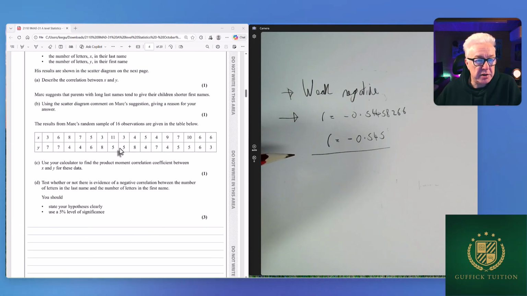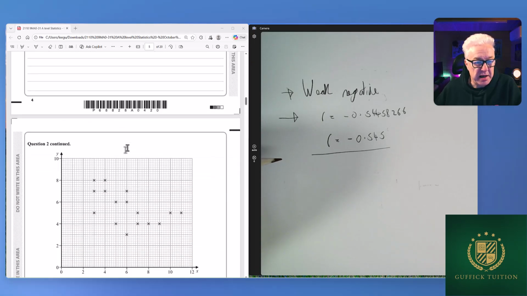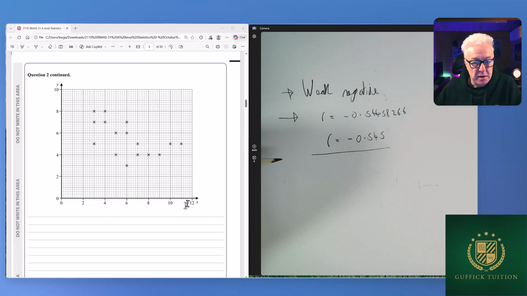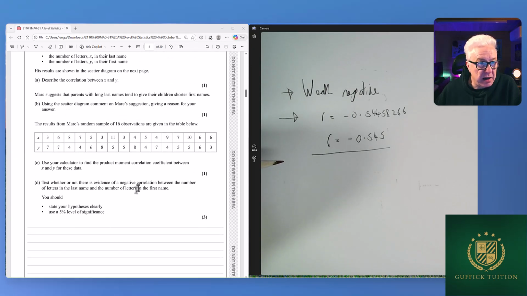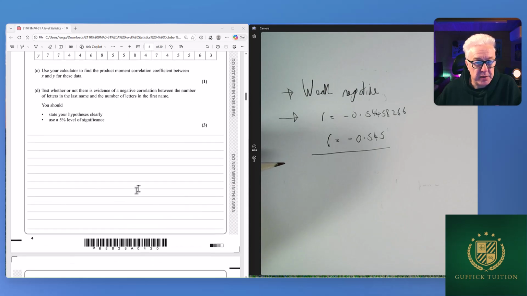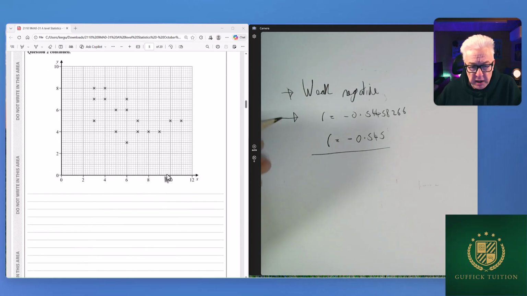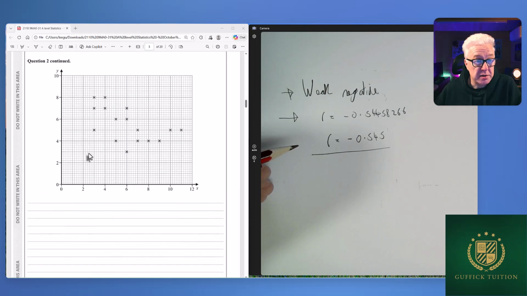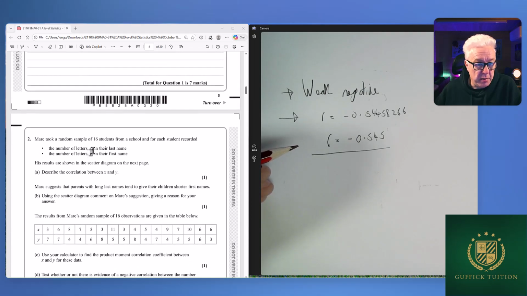Mark suggests that parents with long last names tend to give their children shorter first names. Using the scatter diagram, comment on Mark's suggestion, giving a reason for the answer. And I think we can basically say that Mark is broadly correct, because over here we've got the X is the last name and the Y is the first name. So if you've got a longer last name over here, then you can see that generally speaking, people who have longer last names tend to have shorter first names. Whereas over here, people with shorter last names tend to have longer first names. So I think we could basically say that for part B, Mark is correct.